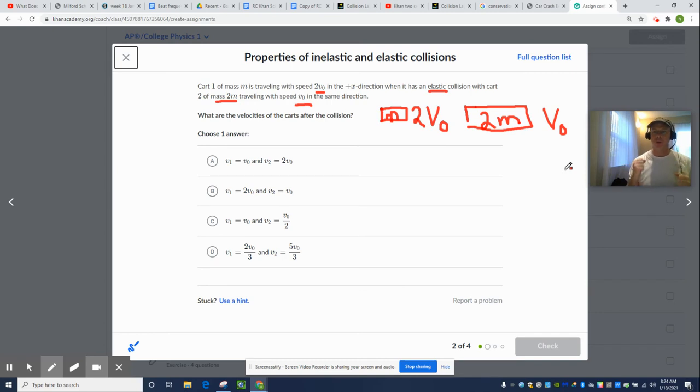Okay, so I'm 200 pounds, I'm moving 10 miles per hour. I hit a 400-pound body, except they're only moving 5 miles per hour. So this is like a rear end collision. The light guy is moving fast and hits the heavy guy that is moving slow. But the key word here is elastic.